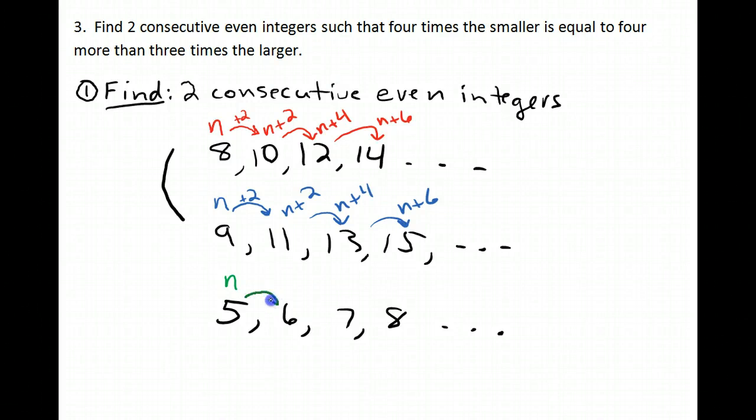And now, simply for consecutive integers, here we're just adding 1. So this one is n plus 1. And if I add 1 again, I'm at n plus 2. Add 1 again, I'm at n plus 3, and so forth.